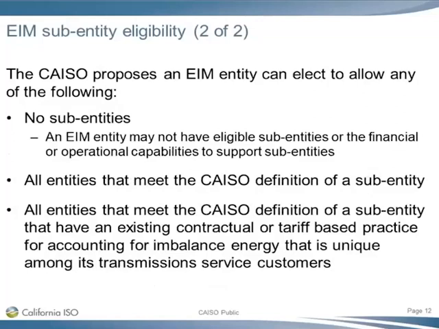Second, should a subentity meet all these, the EIM entity can elect to allow any of the following. They can allow no subentities within their balancing authority area. This could be due to the financial or operational burden that supporting subentities would place on the EIM entity. They could choose to allow all entities within their control area to pursue subentity functionality, or they could choose to allow entities that meet the CAISO definition of a subentity that have existing contractual or tariff-based practices for accounting for imbalance energy that is unique among its transmission service customers. I think a general example of this would be any transmission service customer that has grandfathered agreements with the EIM entity that are different from the standard transmission service they provide.